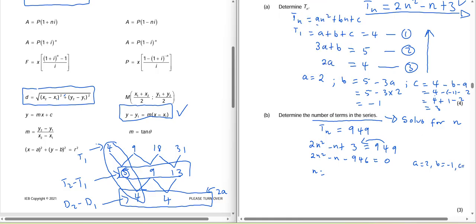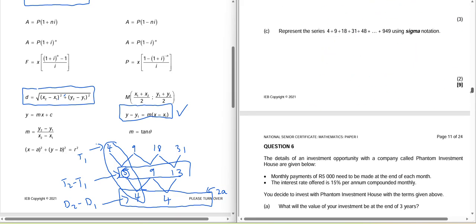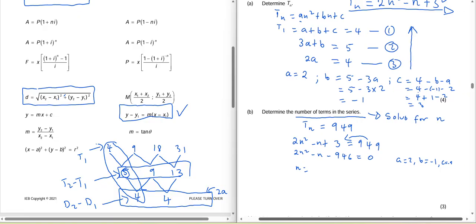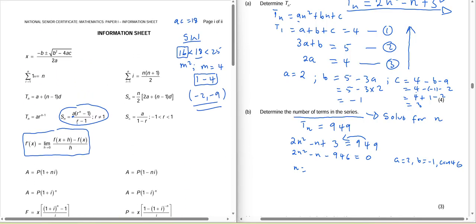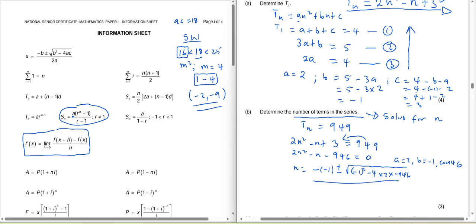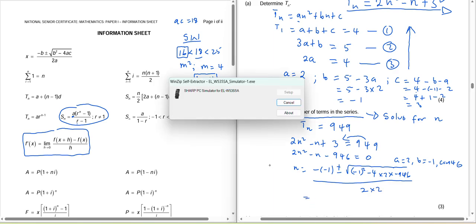C is minus 946. Now let's put it into the quadratic formula. So for the quadratic formula, we say minus b, which is minus 1, plus or minus the square root of b squared, it's minus 1 squared, minus 4a, which is 2, c is minus 946, everything over 2a, which is 2 times 2. And then let's put it in the calculator and let's see what we get.